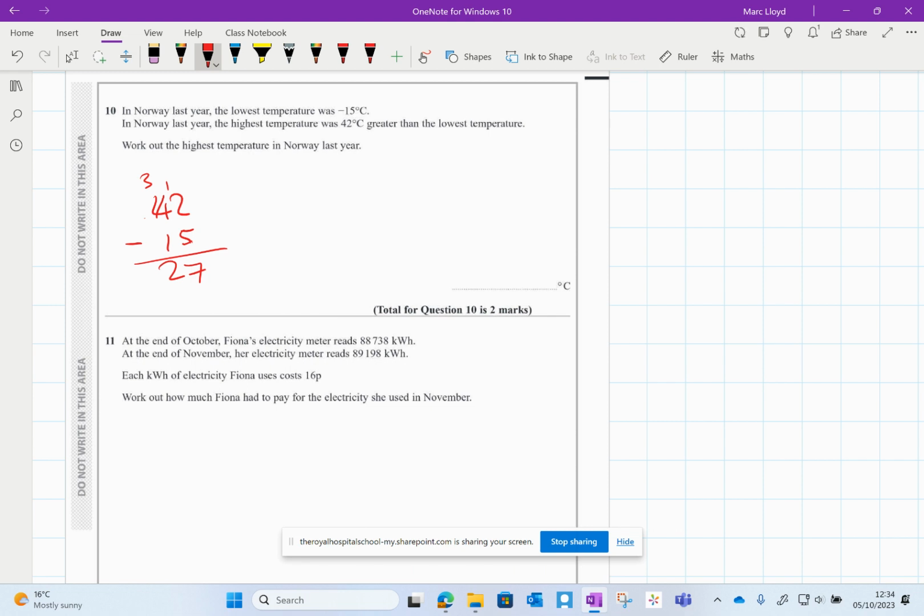So what I'm doing there is it's going to take from minus 15 to 0. That's 15 of them. If I subtract the 15 from there, 27. So that whole difference is 42, meaning that it's 27 degrees.